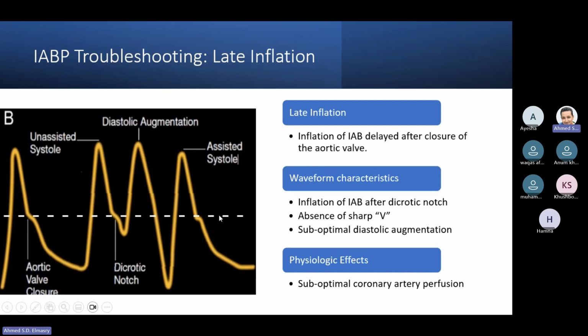And as you see, if you apply the reference line after moving to the 1:2 ratio, this is the level of the dicrotic notch, and the inflation point should happen here, but actually the inflation point happened here.